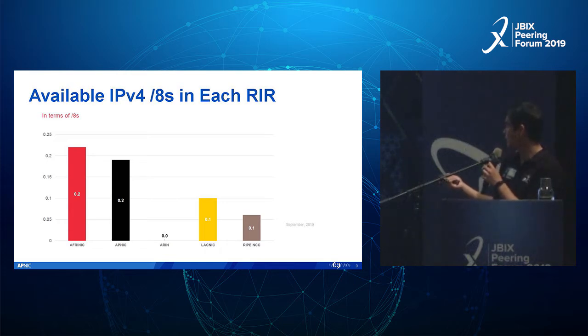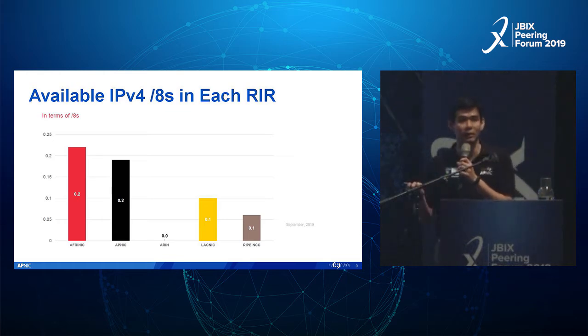So in the APNIC region, we still have 0.2, I think just a little bit less than 0.2 left. And LACNIC still has between 0.2 and 0.25. And RIPE NCC has 0.1 left. But yes, projected, this IPv4 address can still last us a few years. Maybe in the next 5 years, IPv4 address will run out.